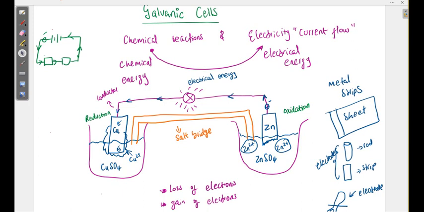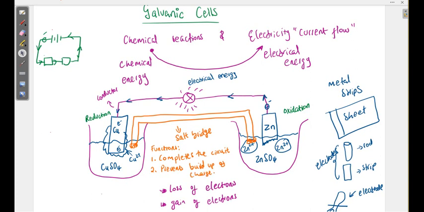Now, what is the purpose of the salt bridge? Very nice question. It has two main functions. Number one, it completes the circuit. I like it because it's so short. And the next one is that the salt bridge prevents build-up of charge.